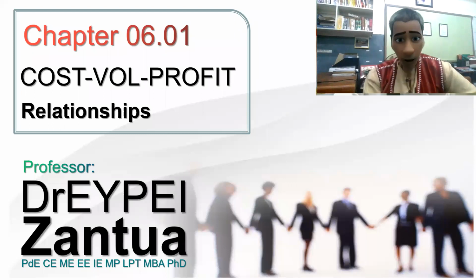In this video, we'll now jump to the next chapter, which is chapter 6. This is the first module. So, chapter 6 will deal with the cost, volume, profit relationship. So, let us go on to the first module.